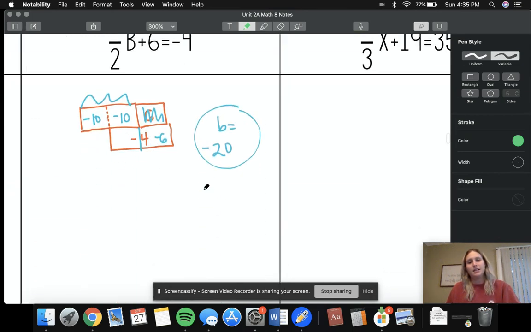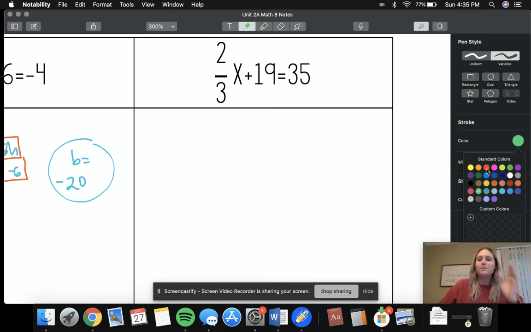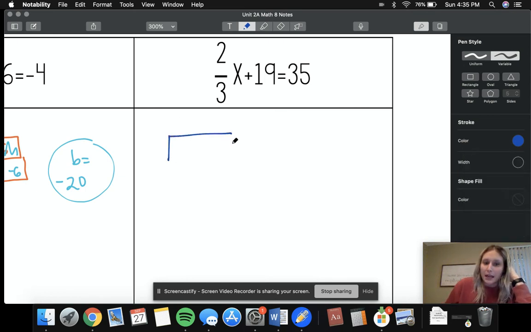All right. And then the very last problem is probably everybody's least favorite. But when I learned about these bar models, it really helped me visualize what we're doing. Okay, so let's try it out. 2/3 x plus 19 equals 35. So let's start off with x. We don't even have a full x. We only know 2/3 of it.